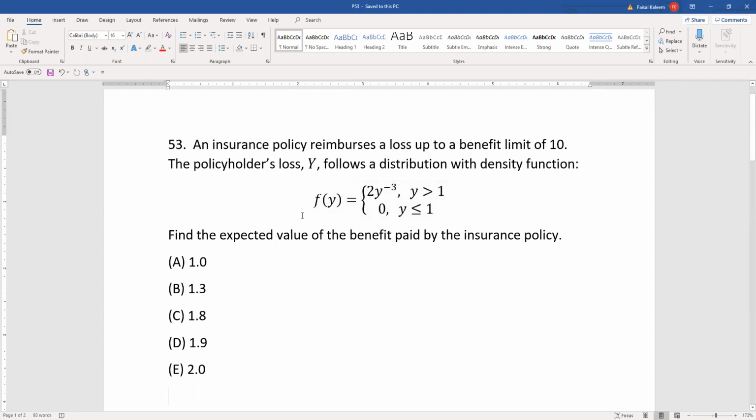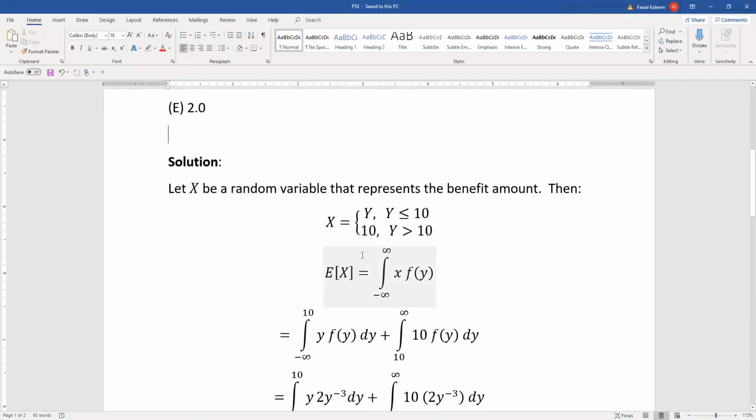So let's first write down the expression for the benefit. The benefit is equal to the loss in this case, except that there's a limit of 10. In other words, if the loss is Y and the benefit is X, then X is equal to Y, benefit is equal to loss, as long as loss is less than or equal to 10. And if the loss is bigger than 10, then the benefit just stays at 10. That's what it means that the maximum benefit will be 10.